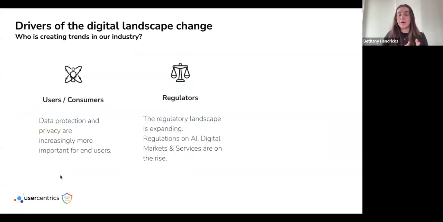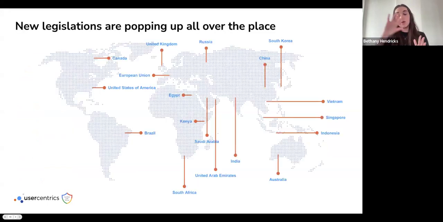The other driver, obviously not to forget about, are the regulators. So these are the people who are making the rules, right? The rules that we all have to follow, like, for example, GDPR in Europe. And these regulations are spreading. It's not just based in Europe anymore. We're seeing them popping up all over the globe. And not only all over the globe, but they are starting to get more specific.